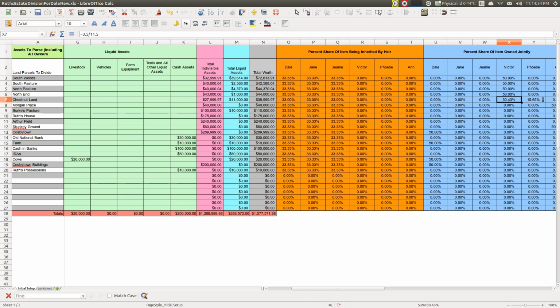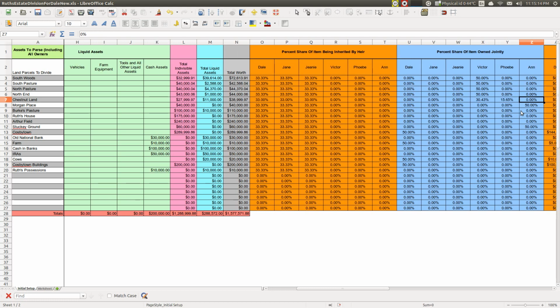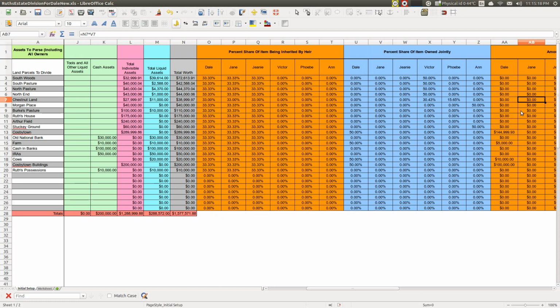Likewise for Victor, I'll double click on this just to show you. He owns 3.5 acres out of 11.5 acres. So you just type in equals 3.5 / 11.5, and it automatically computes the percentage to 8 decimal places. I don't show all 8 because my cells would be too wide.